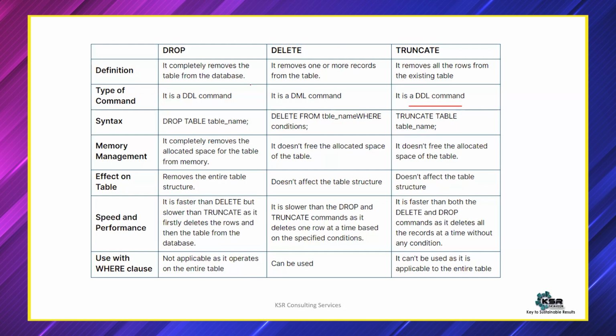So if you want to explain it in terms of an interview explanation, drop is the fastest. Truncate is faster than drop. Now, why is it?